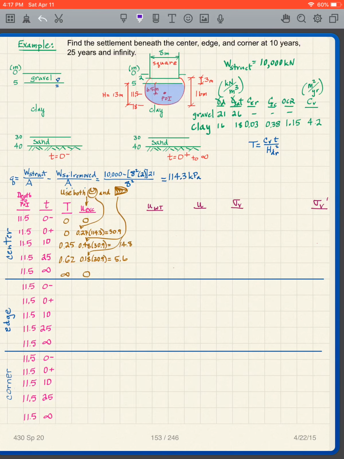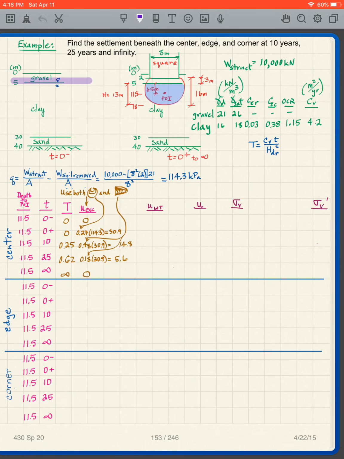Now, remember, to do our time rate, we have to decide whether the situation is single or double drainage. Looking at it, this looks like a double drainage situation. Why? Because at the top of the clay layer I have gravel, and at the bottom of the clay layer I have sand. That sounds like double drainage.